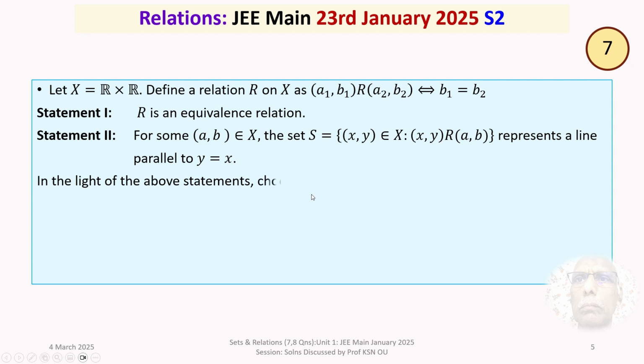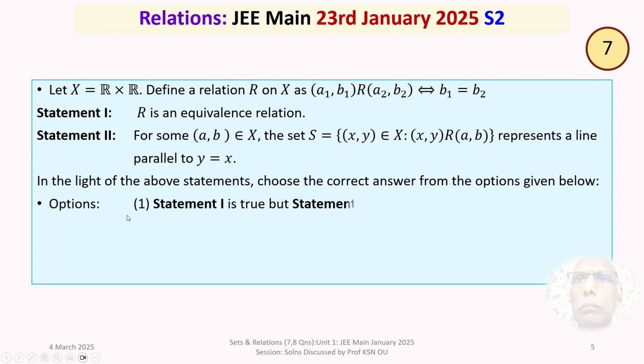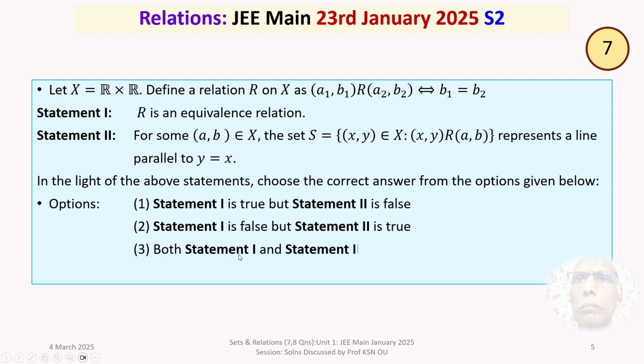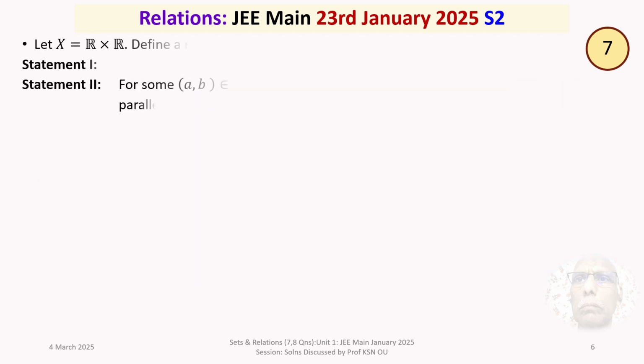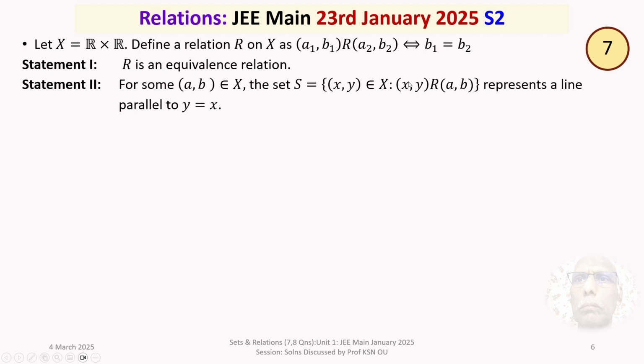In the light of the above statements, choose the correct answer from the options given below. We are given four options. Option 1, statement 1 is true and statement 2 is false. Option 2, statement 1 is false but statement 2 is true. Option 3, both statements 1 and 2 are false, and option 4, both are true. Let's now discuss the solution of the problem in detail.